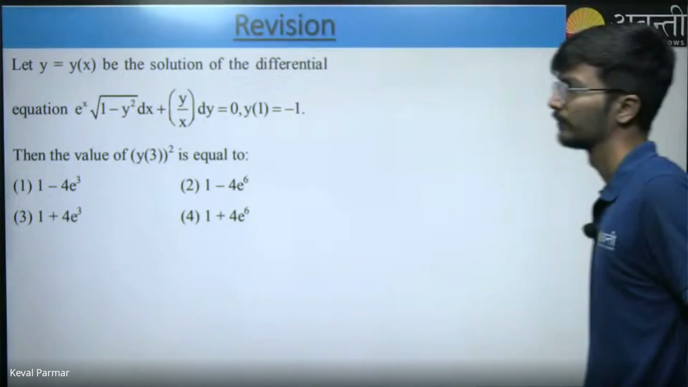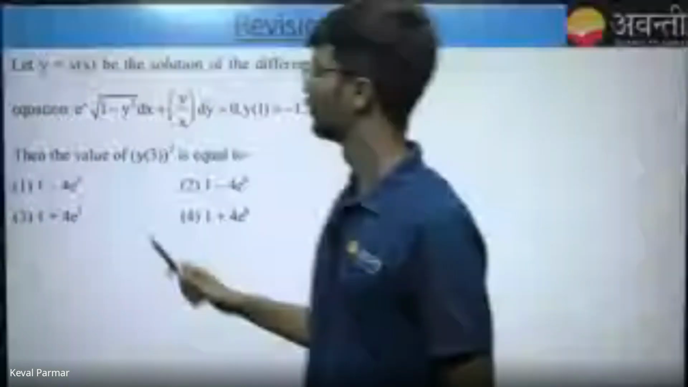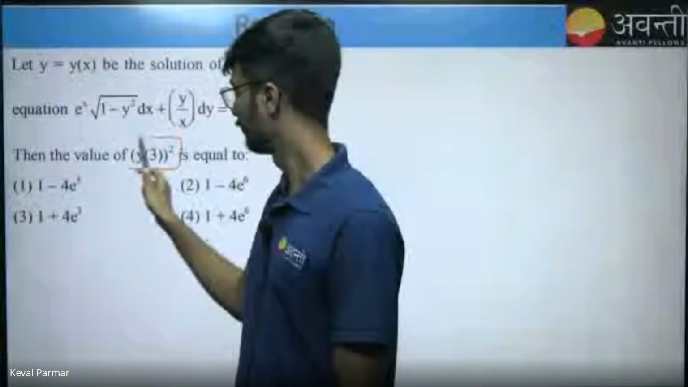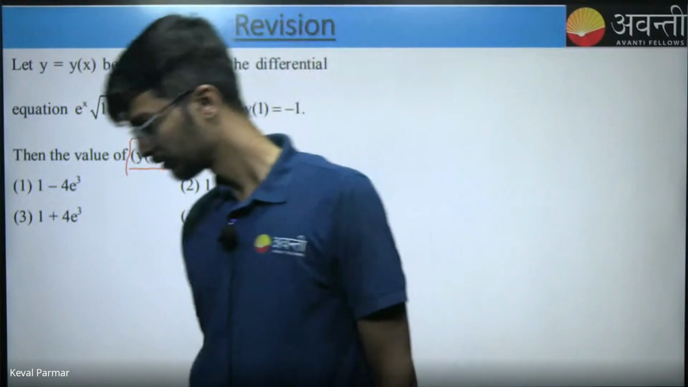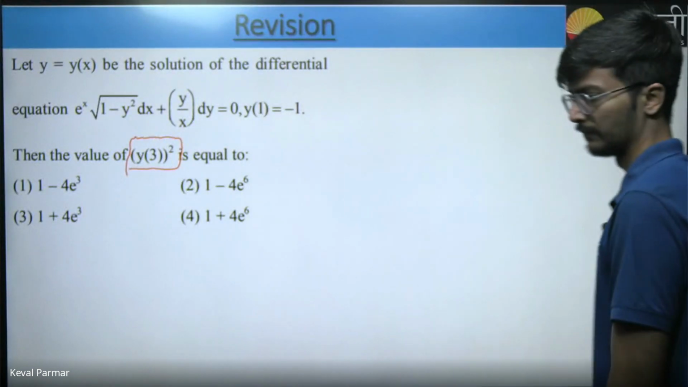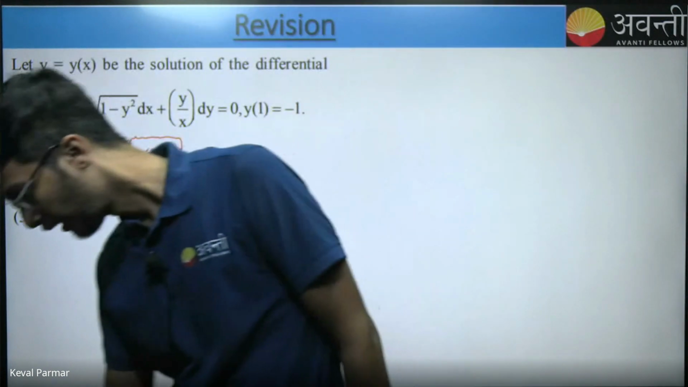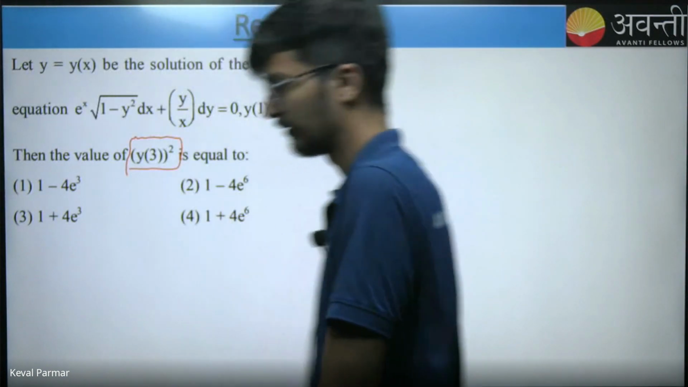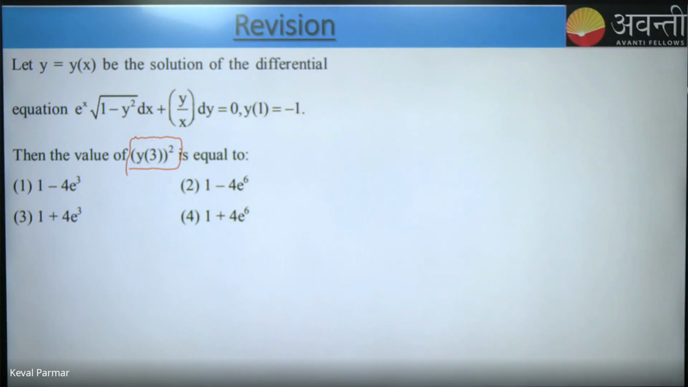Let y equals y(x) be the solution, and we have to find the value of y(3) the whole square. I hope you can see the screen, right? Ayush and Mike, is the screen all visible, all clear? You can solve the equation. We have to solve this differential equation. Now, out of the four methods, first make sure which method is it. Is it variable separable? Is it which one? Come on, let's see.